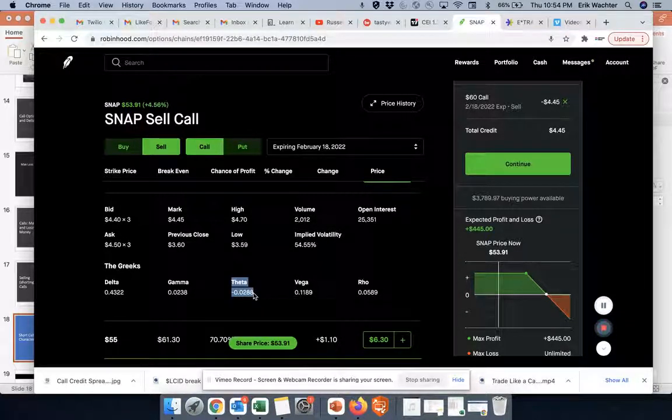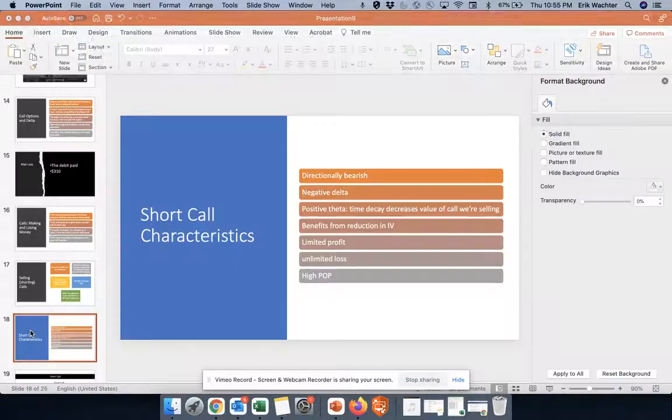That means every day that occurs, the value of our contract is going to decrease by like $2 or $3 a day, which is good. We want the contract to go down because we're selling an expensive option and we want to buy back this option at a lower price, or let it go to zero. That's the most optimal outcome. We sell the option contract for $4.45, and as long as it's below 60 at expiration, the contract is worthless, and that means we keep our whole credit.